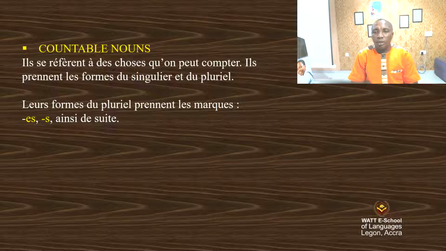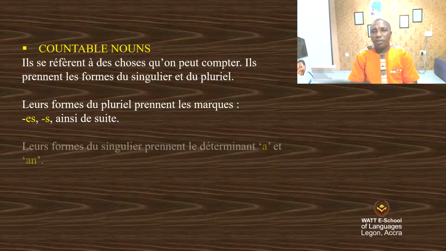Now, the countable nouns, how do you identify them? You identify them through the article a.